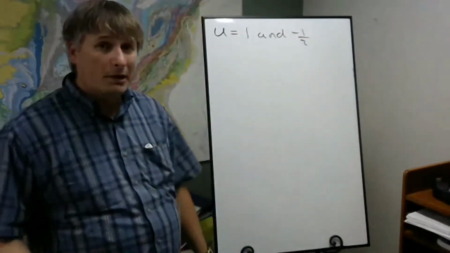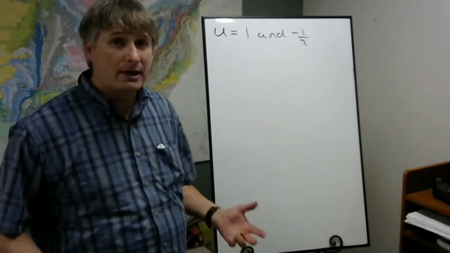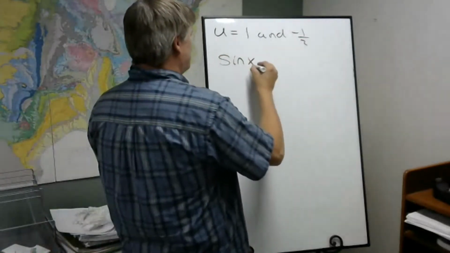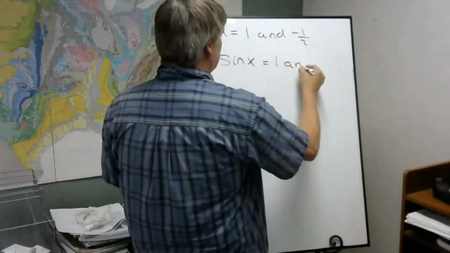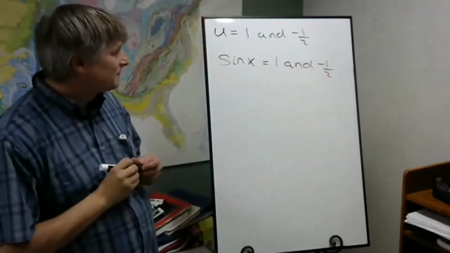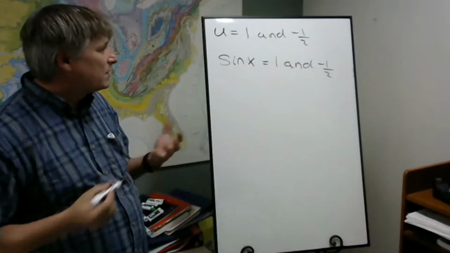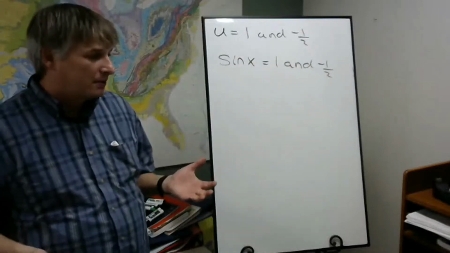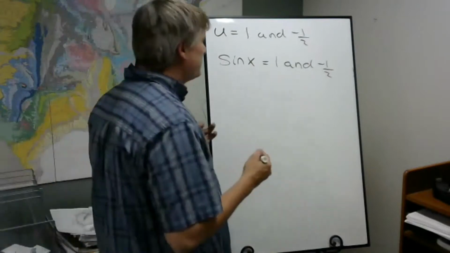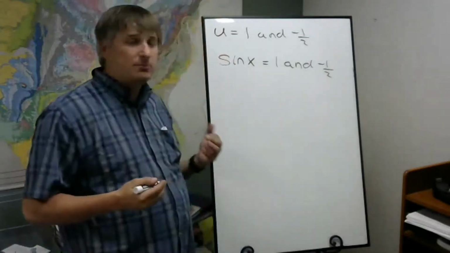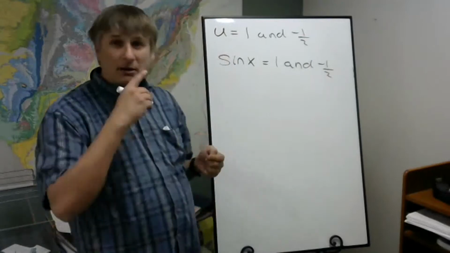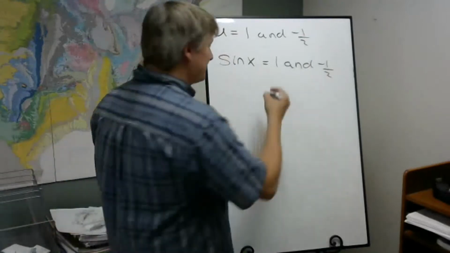Now remember what u was though. U originally was sine x. So that means sine x is equal to 1 and negative a half. Now remember, we want x's that are between 0 and 2 pi. So what are the angles between 0 and 2 pi that give us a sine of 1? Well, that's pi over 2. There's only one angle that does that.